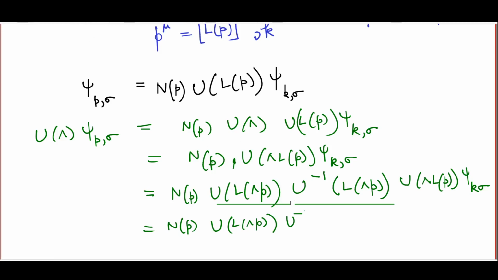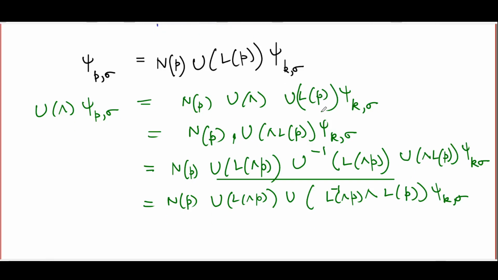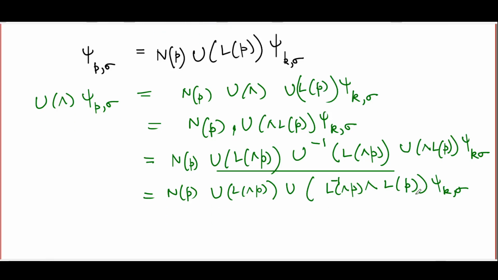So you can combine this Lorentz transformation with these two to end up with L lambda P's inverse, lambda, L_P acting on psi K sigma. Now this seems to only complicate matters. So why are we doing this? Well, it will be clear if you take a look at what this particular Lorentz transformation does to psi K sigma, or rather to K first.